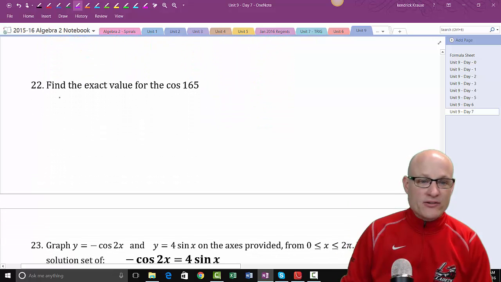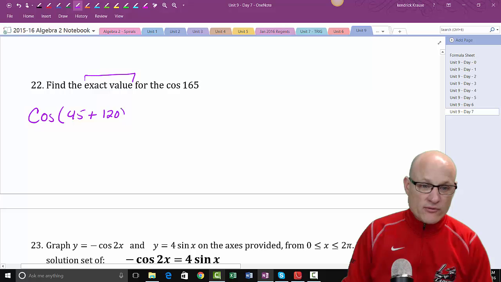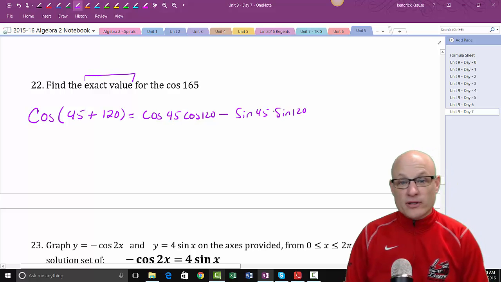Find the exact value. Exact value means don't use your calculator, except you can use it to check. So this is going to be equal to cosine of 45 plus 120, right? Don't those add up to 165? So I know this is cosine minus sine. That's the formula. All right.